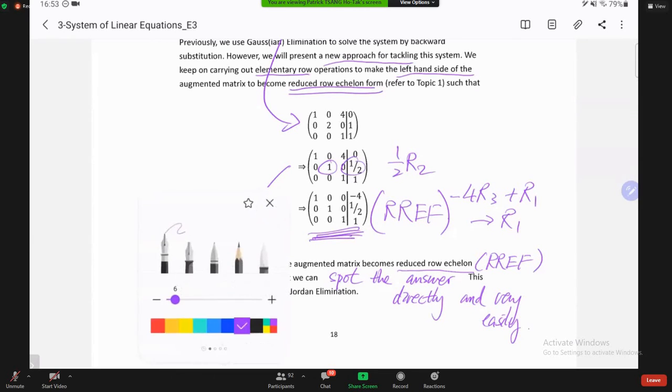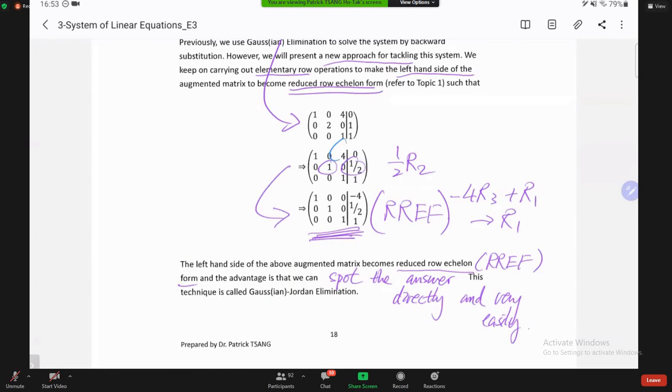Because you can see that there is a number 4 here, and this is not the only entry in the particular column except the leading entry, right? So the second last step is not RREF, and that's why we have to use the last step to formulate the RREF. So far so good.